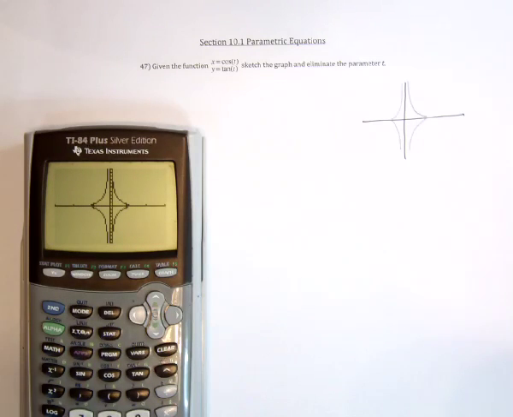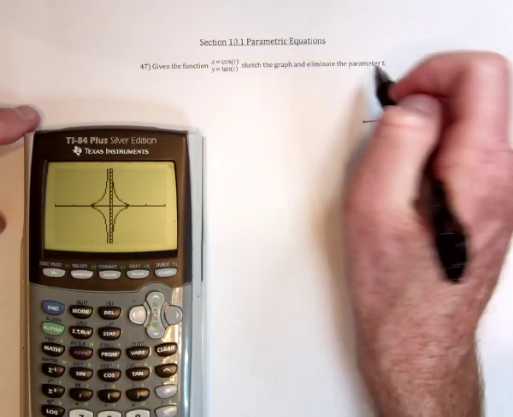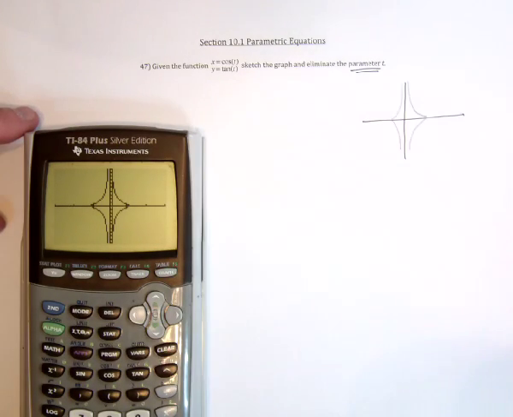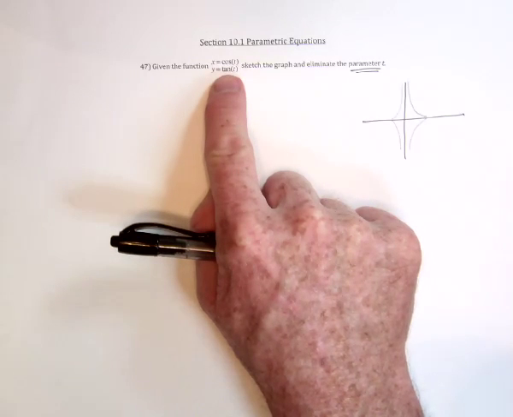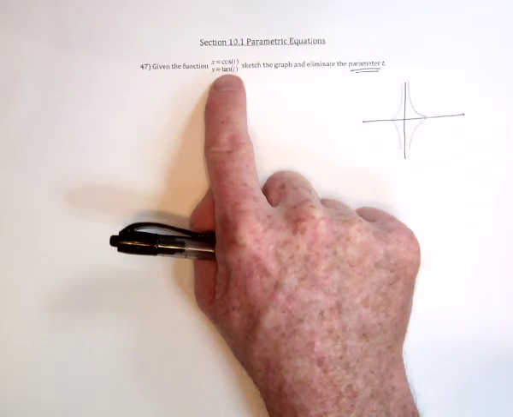Okay, but the goal of this one is not to do calculus, it's to next eliminate the parameter t. So in other words, get rid of t. Change this back to the xy system instead of the xyt system. So we need to use some kind of trig identities to somehow get rid of the trigonometry.